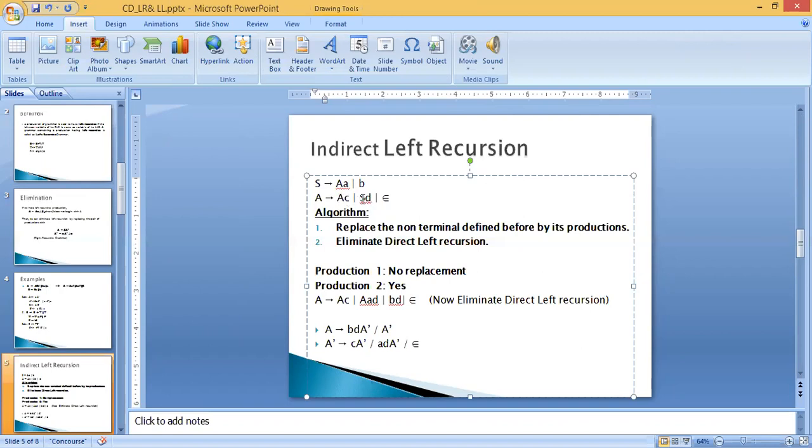So if there is any non-terminal right in the beginning whose definition has been defined earlier, as the S definition has been defined earlier, then we have to replace S. So when you replace S, what do you get here? S is replaced by AD, and again S is replaced by BD or epsilon. Once the replacements are done, this now becomes a direct left recursion, which is handled according to the previous slides.